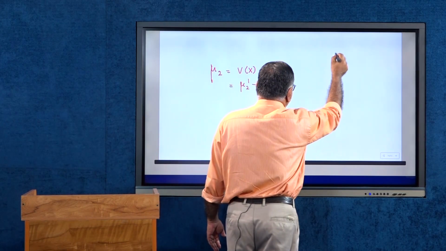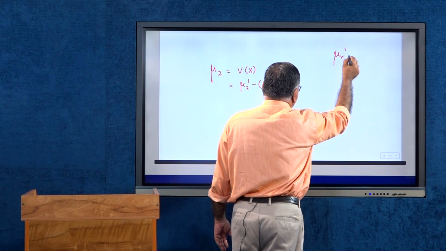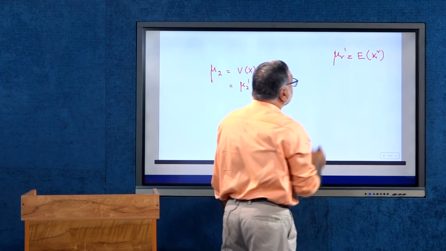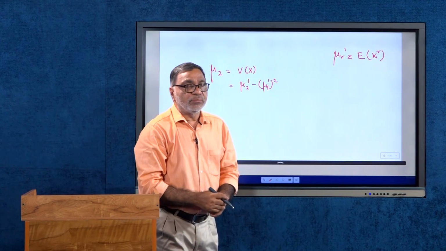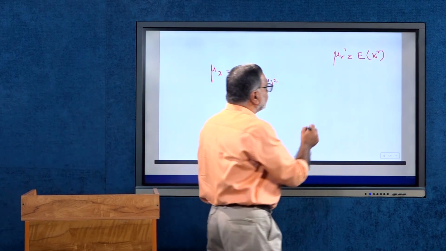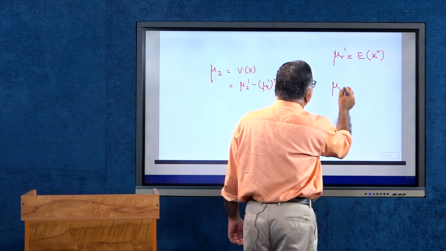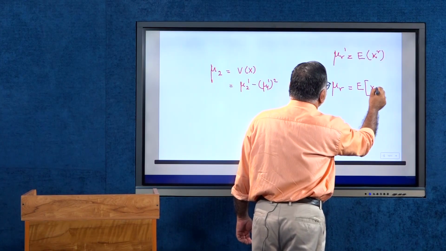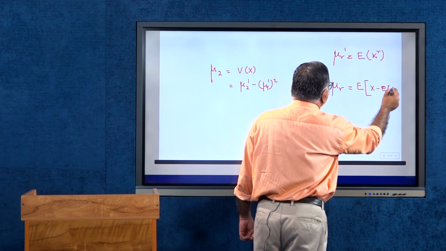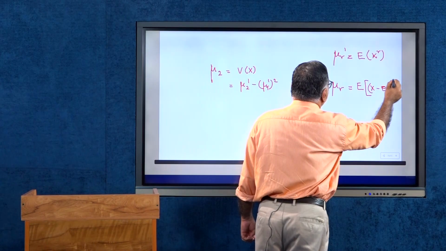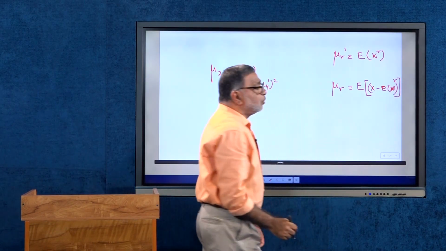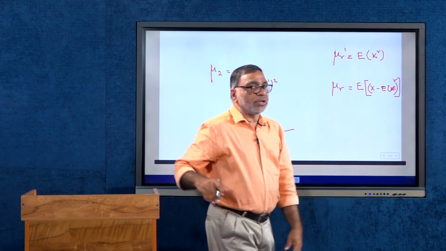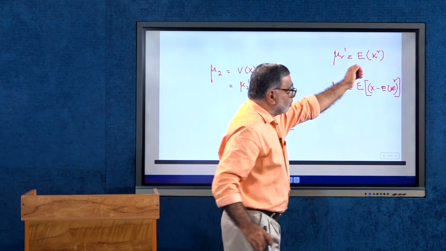Remember, our mu r dash is expectation of x power r. So, this is our rth arbitrary moment. Mu r dash is equal to expectation of x power r, and mu r is our rth central moment, and that is obtained by expectation of x minus expectation of x all power r. Mu r is equal to expectation of x minus expectation of x power r, and mu r dash is equal to expectation of x power r.